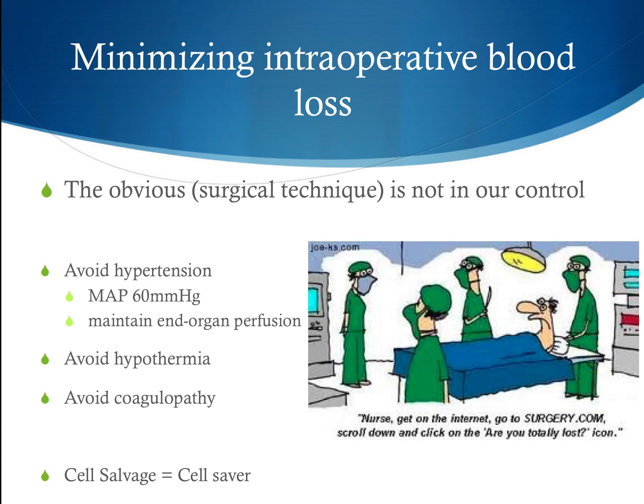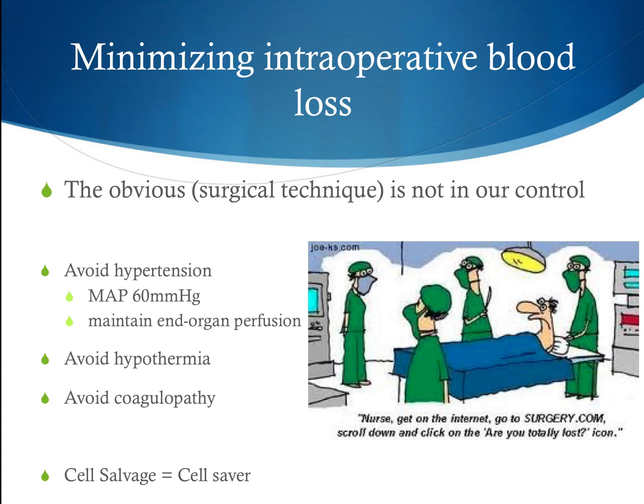So moving on from the preoperative existing anemia, now to what can we do intraoperatively to minimize our blood loss. Obviously, optimizing our surgical technique or surgical blood loss is not in our control. Okay, so this is a communication between you and your surgeon, but there are things we can do to minimize blood loss by just optimizing our perfusion pressures.